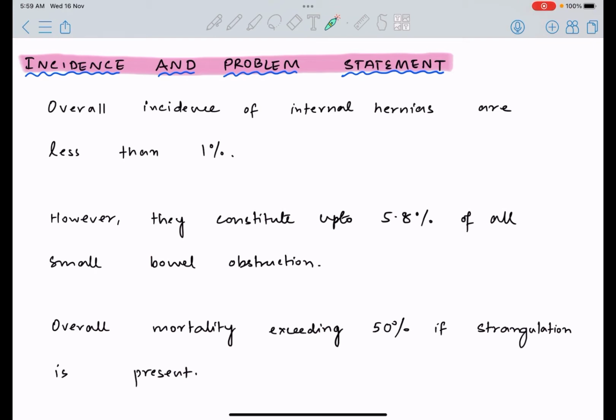And to make matters worse, the overall mortality exceeds 50% if strangulation is present, which is more than that of normal obstruction. That is why it is important for us to know about these conditions and how to recognize and diagnose them, because if we miss them, the mortality rate is pretty high.